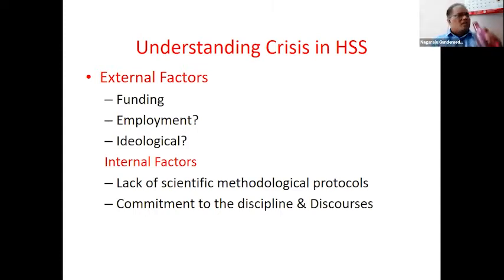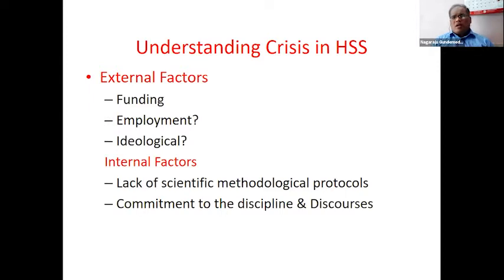So this is where, friends, we need to classify the factors into two categories. One is the external factors, the second one is internal factors. We are talking about the external factors. The funding, as we have just now discussed, for the sciences is huge when compared to the social sciences and humanities.